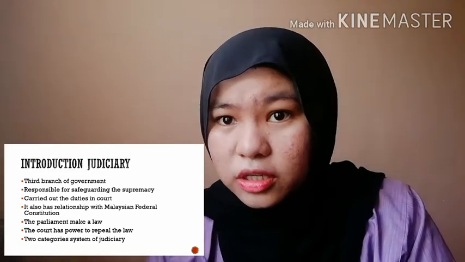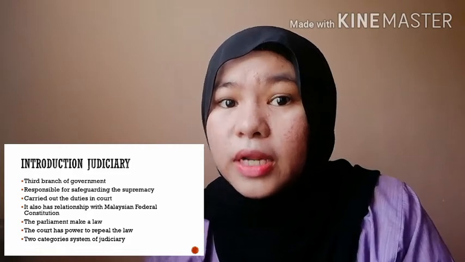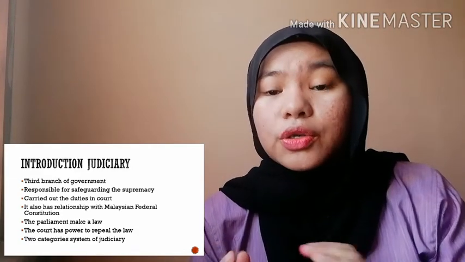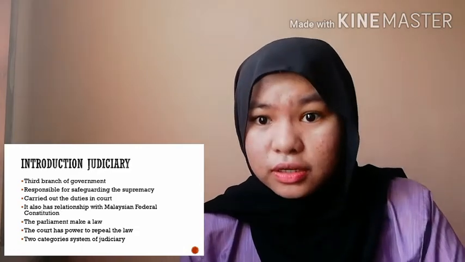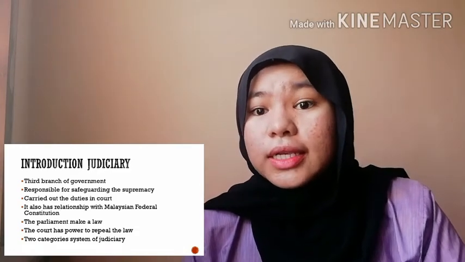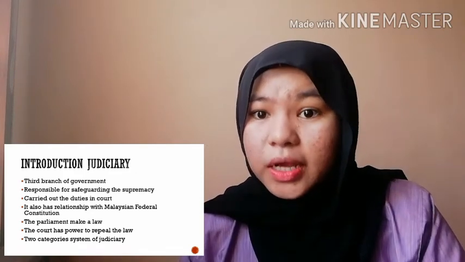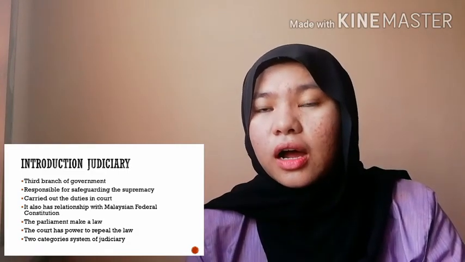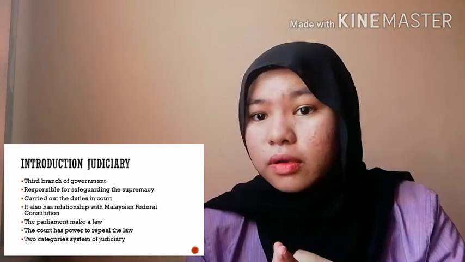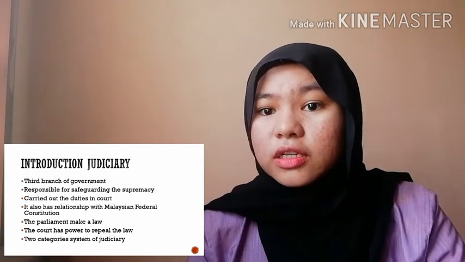However, the judiciary branch has a relationship with the Malaysian federal constitution. In the constitution, parliament has power to make a law, but the court also has power to repeal the law made by parliament if it is unconstitutional. There are two categories of system in judiciary. Firstly, superior court. In superior court there are the federal court, court of appeal, and high court. Secondly, subordinate courts, which are session court, magistrate court, and magistrate of children courts.